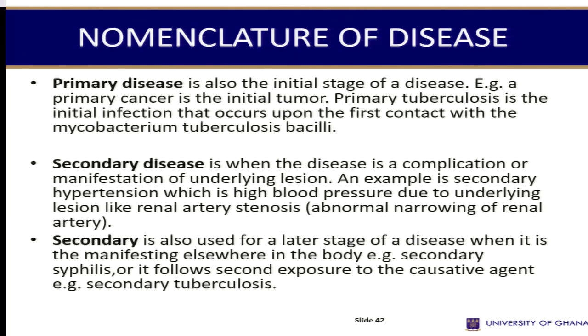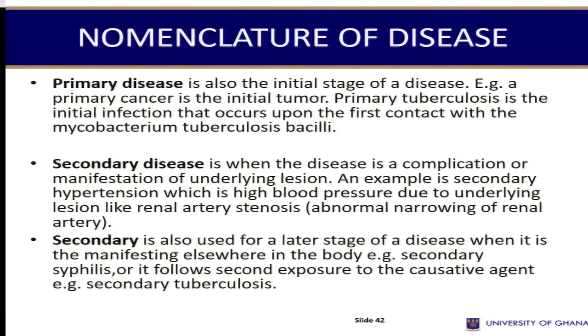It's also primary. Secondary disease is when there's a complication or manifestation of an underlying disease. For example, secondary hypertension will mean that there is high blood pressure due to underlying disease, like renal artery stenosis. This is when there's narrowing of the renal artery. So when there is a disease and it manifests as another disease, then the second disease will be a secondary disease.